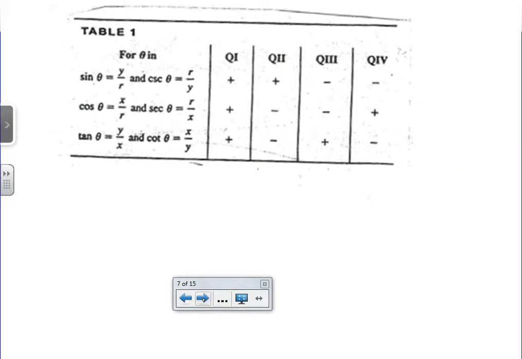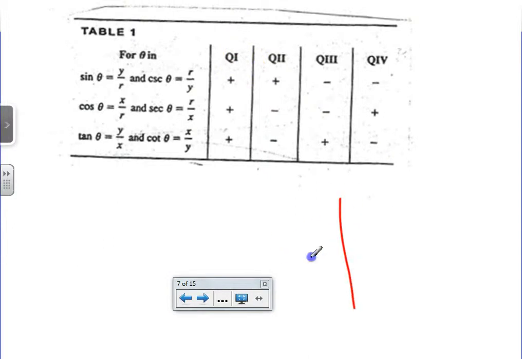Okay, this table is telling you who's positive in what quadrants. If you really thought about what the formulas were for sine, cosine, tangent, cosecant, secant, and cotangent, it would make a lot of sense. In quadrant 1, both your x and y components are positive, and r is always positive. So all 6 trig functions are positive in quadrant 1.